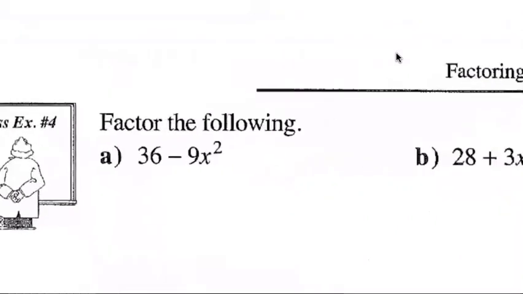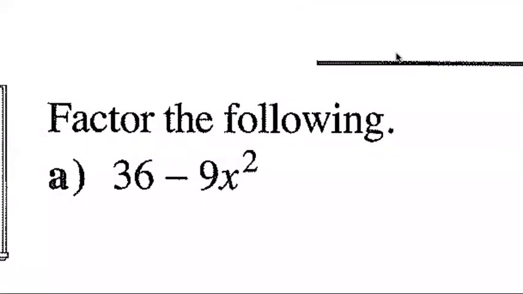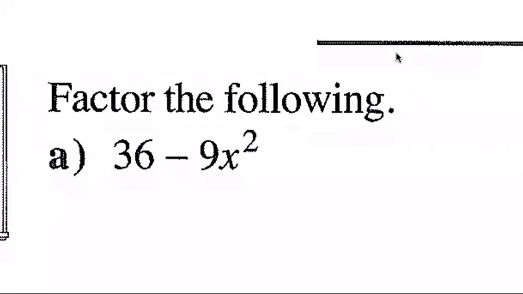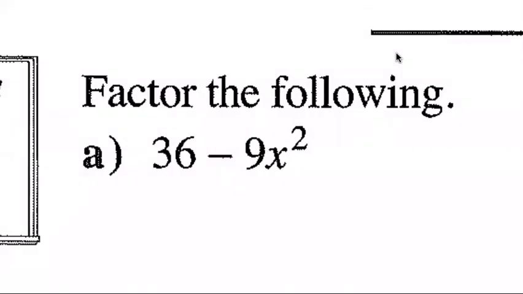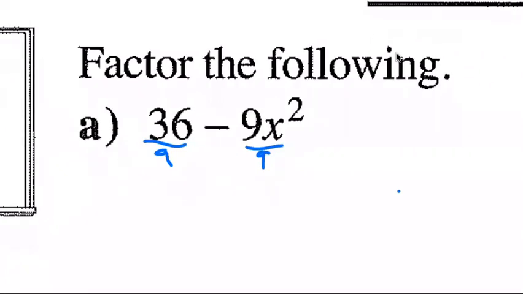Okay? So it says factor the following: 36 minus 9x squared. So first of all, I look for a greatest common factor. Is there one? 36, 9x squared, there's no variable, but 36 divides by 9, and so does 9. So my greatest common factor is going to be 9. If I divide this by 9 and this by 9, I'm going to get 4 minus x squared.